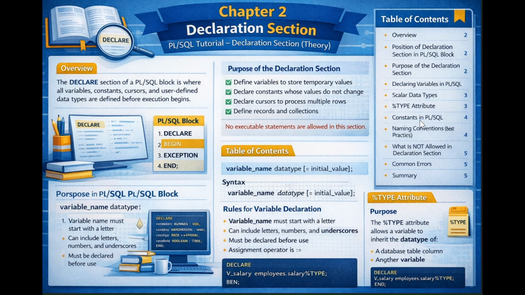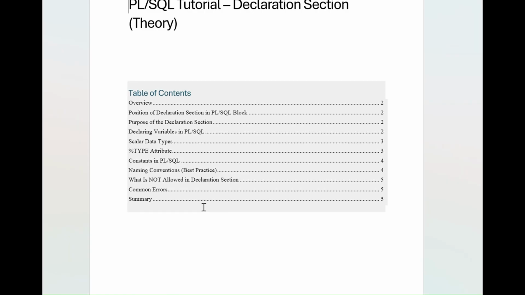Then there is the percentage attribute usage, the type attribute. In some cases, instead of giving your own data type, we can use the anchoring data types, the percentage type and percentage row type. It will take the data type from your table definitions. That way there is better maintainability and reusability. Okay, let me jump into the document and it will give an idea.